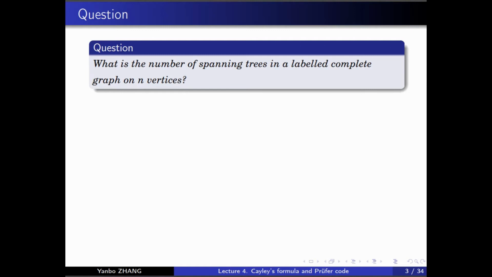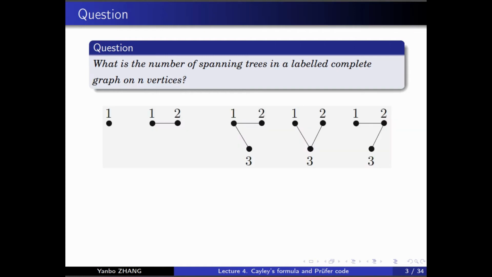The Cayley's formula is to study the following question. How many spanning trees does a labeled complete graph of order n have? If n is 1, a complete graph of order 1 is K1. It is a spanning tree of itself. If n is 2, a complete graph of order 2 has 2 vertices and 1 edge. It is a tree itself.